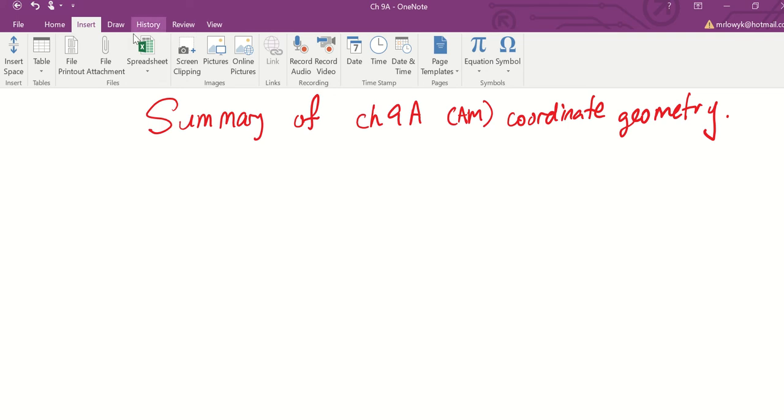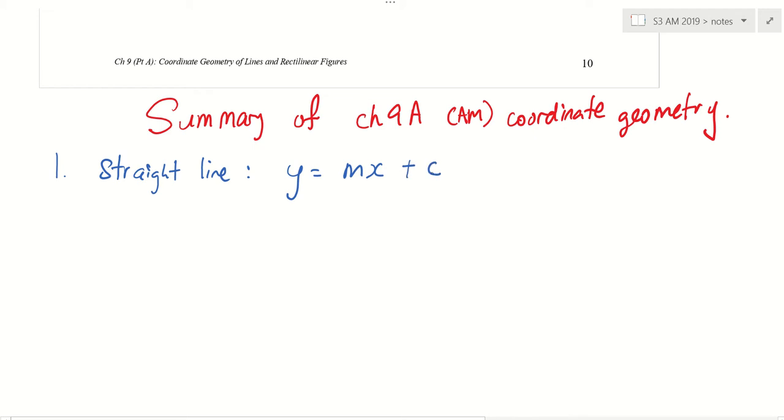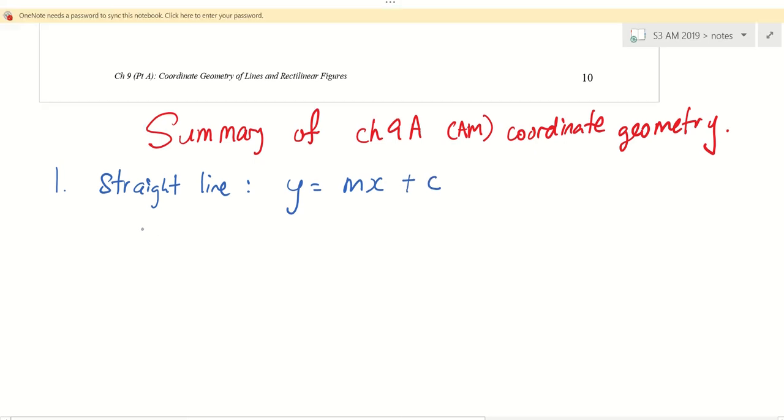Number 1. Now, point number 1 is very simple. Straight line equation is y equals to mx plus c. Now, step number 1 is always to find gradient.